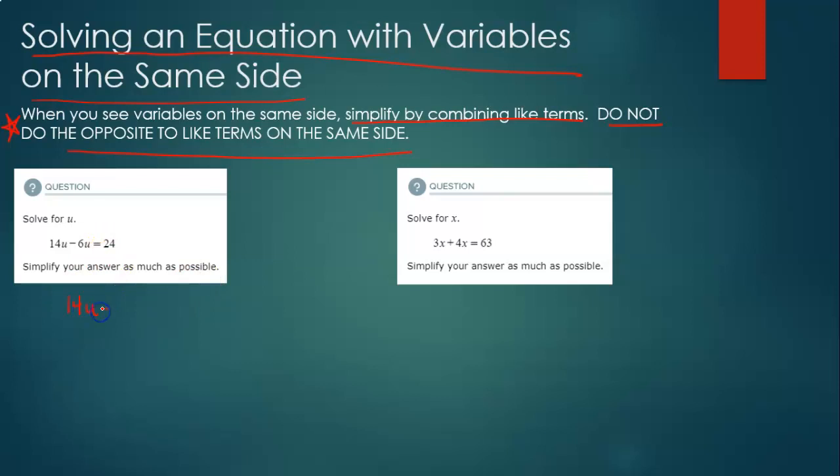So in a problem like this one, we have 14u's, take away 6u's equals 24. The like terms are on the same side. 14 take away 6 is 8u equals 24. And now it's just a one-step equation. Divide both sides by 8, so u is equal to 3. You pause the video and try this one on your own.